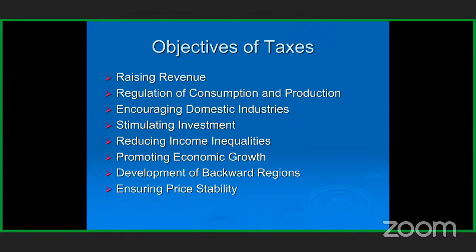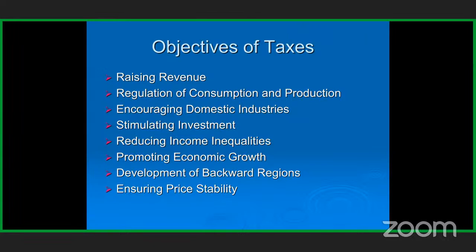And one of the objectives of taxation is encouraging domestic industries. So the tax is imposed on various business operations and production operations of the industries to encourage their production, their market.